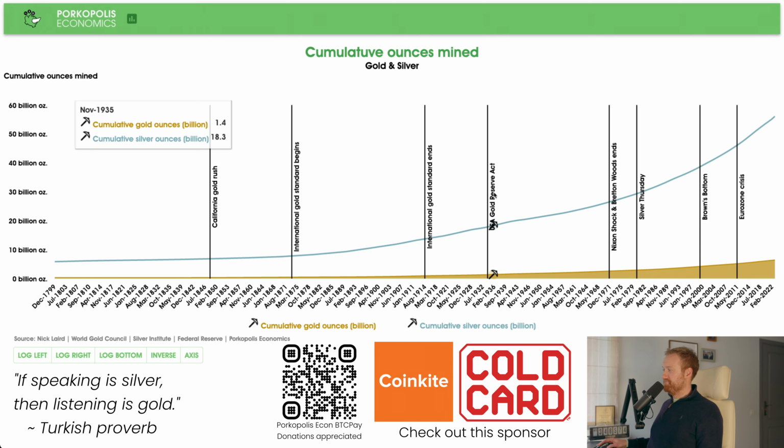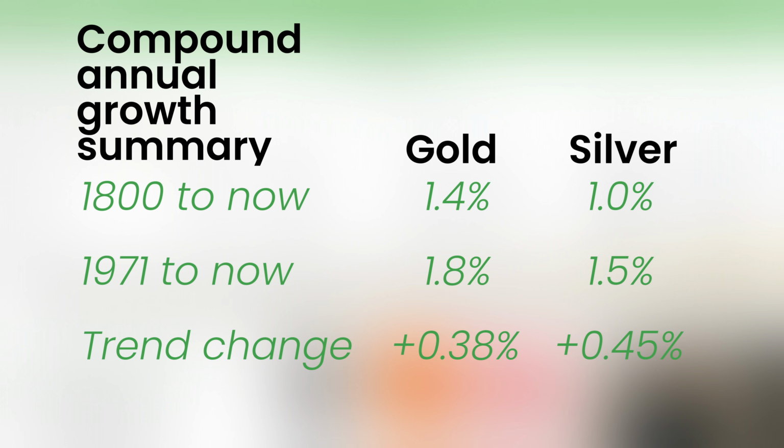So that's it for today. This has been the gold and silver all-time supply curves throughout humanity for the last 223 years. Silver has grown at a rate of 1% per year compounded. Gold has grown at a rate of 1.4% per year compounded. Yet in the last 50 years or so, and even more than that, gold compounds at roughly 1.8% per year, and silver compounds at roughly 1.5% per year.